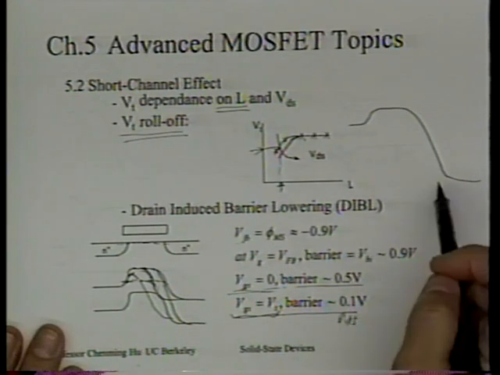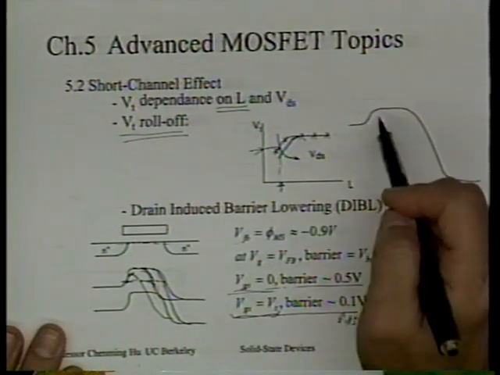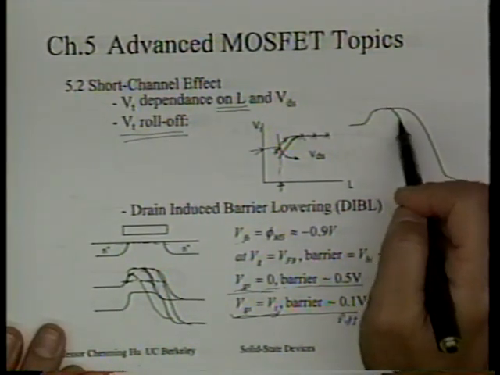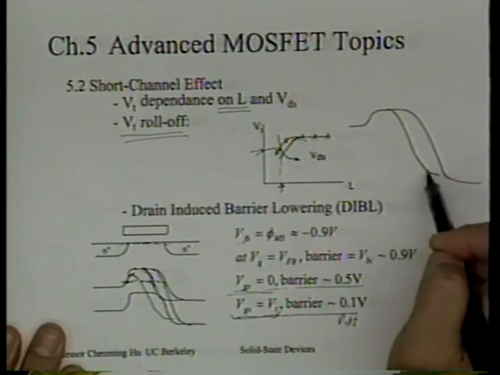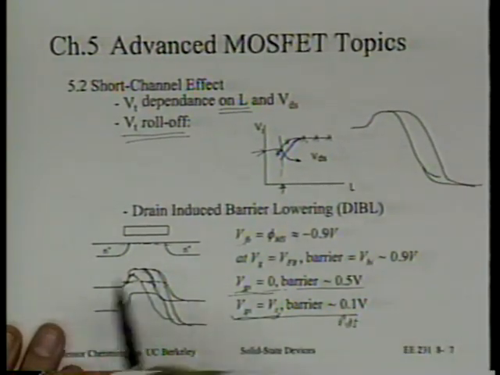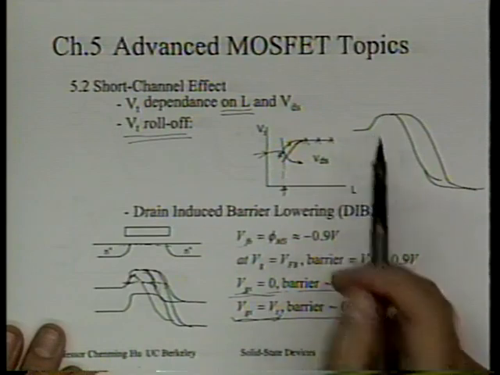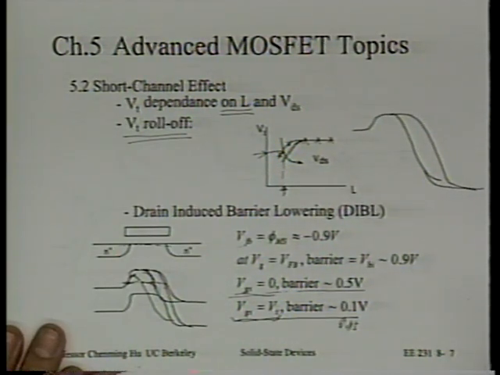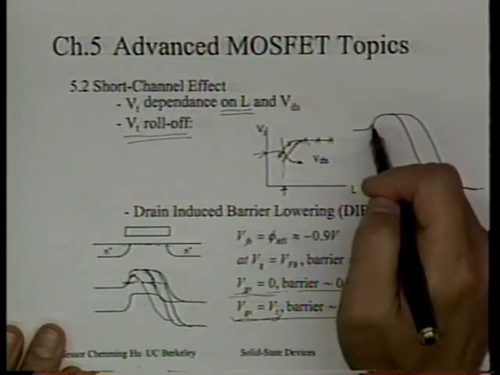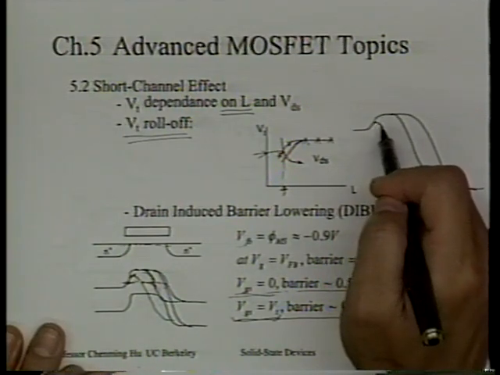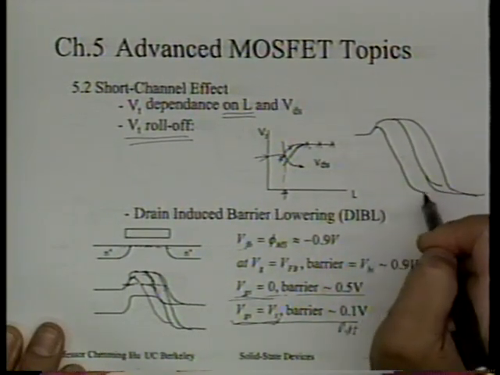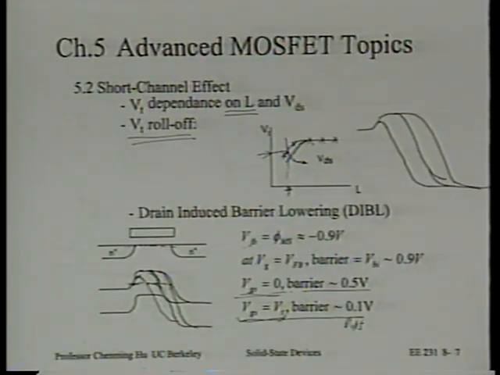Now I'll make the channel length smaller. I end up with this diagram. Is that correct? Did that reduce this barrier height? Still 0.5 volt, right? But if I make the gate length even smaller, at some point we'll get something like this, won't we? That's called drain-induced barrier lowering. It's as simple as that.